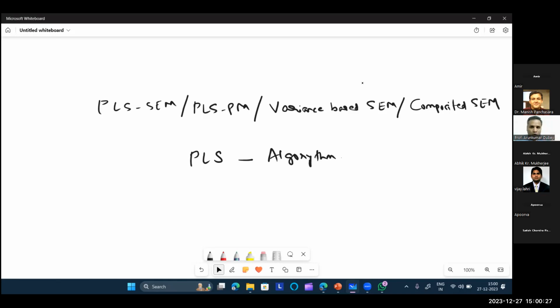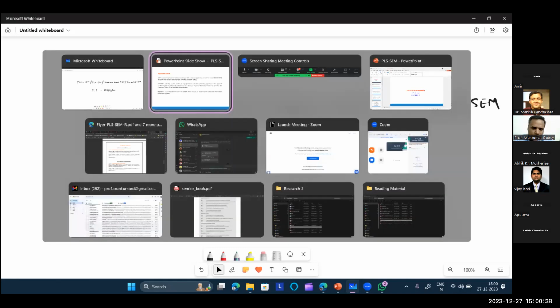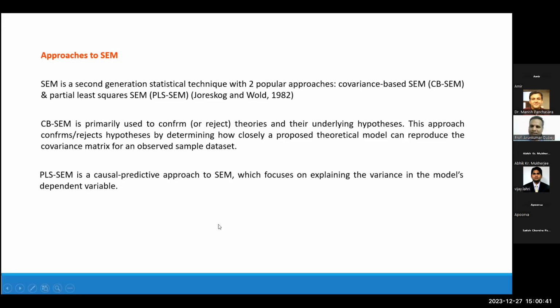So in CBSEM, the algorithm is maximum likelihood estimation. In PLS-SEM, the algorithm is partial least square. Now, why these two algorithms? Let me come to this particular slide. Why these two algorithms? In fact, how you estimate the latent variable in SEM is very different in CBSEM and PLS-SEM. So if you are using CBSEM, you estimate the latent variable using the MLE method. And if you are using PLS-SEM, you estimate the latent variable using the partial least square algorithm.